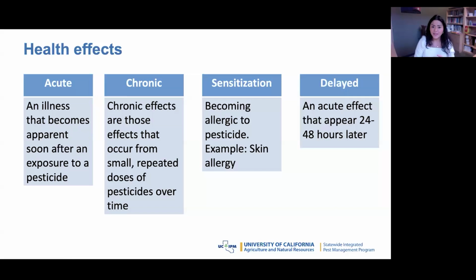Another concept to be familiar with is the delayed effects, and these are related to the acute symptoms and signs. They become apparent 24 to 48 hours later, and that's why they're known as delayed effects, because typically an acute health effect should be apparent within hours or minutes of an exposure, but they could also be delayed 24 to 48 hours.